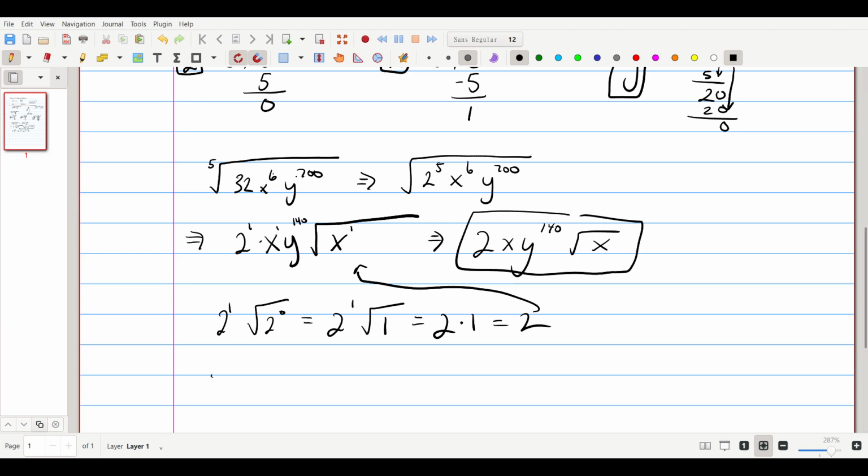Even if it was on the outside, if it was something like this, right, there would be no point in writing this 2 because this is just an actual 1 times the root of 2, which is just going to give us root 2. So anywhere you have a 0, if you're multiplying by 1, you're not changing anything, so you don't need it. Okay?